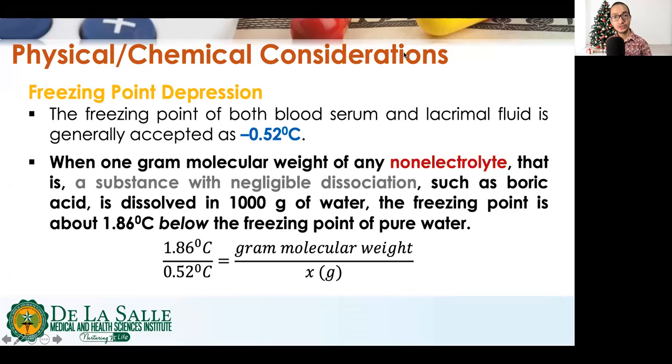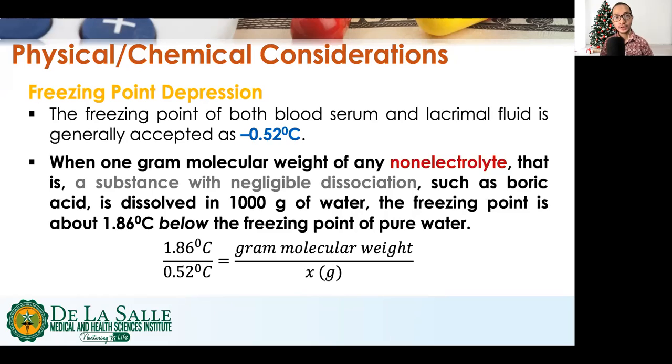Remember that isotonic solutions are solutions whose osmotic pressure equals that of the body fluids, such as your blood serum and lacrimal fluid. Now, we can use the freezing point to determine the isotonicity of a certain solution, because we also know that the freezing point of both blood serum and lacrimal fluid is generally accepted as negative 0.52 degrees Celsius.